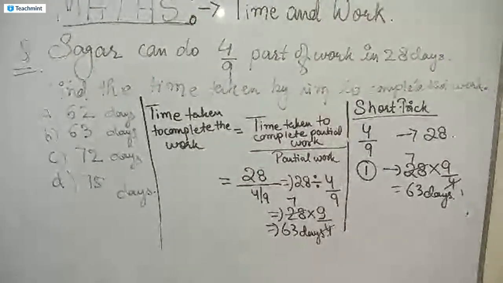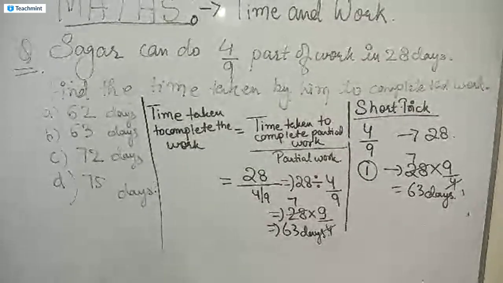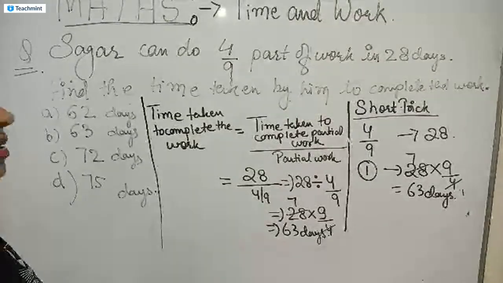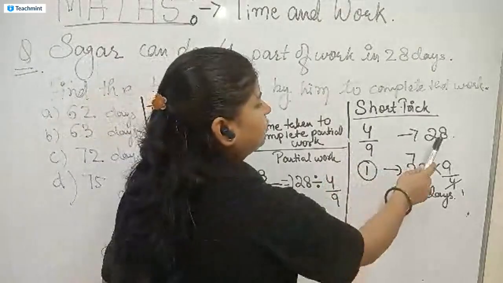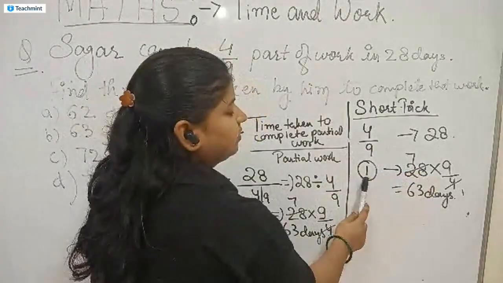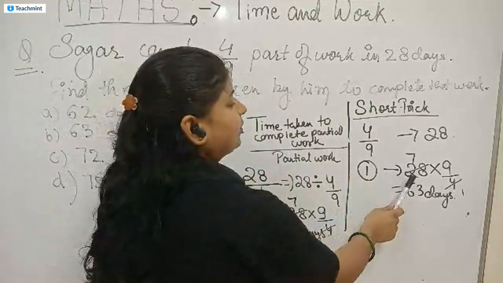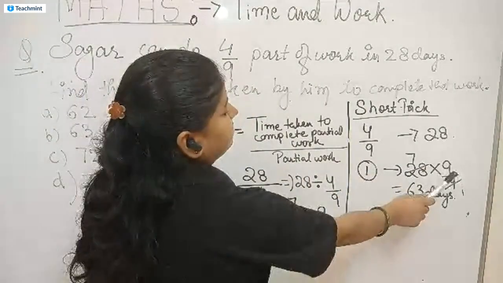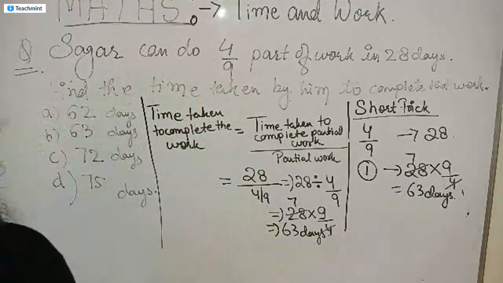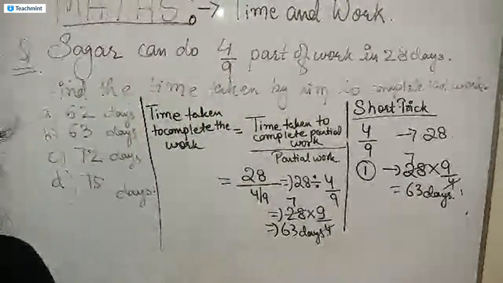Ma'am, can you explain the short trick again? Beta, 4 by 9 is equal to 28 days. One work will be 28 into 4 by 9 becomes 9 by 4. Simplify it, you will get 63.